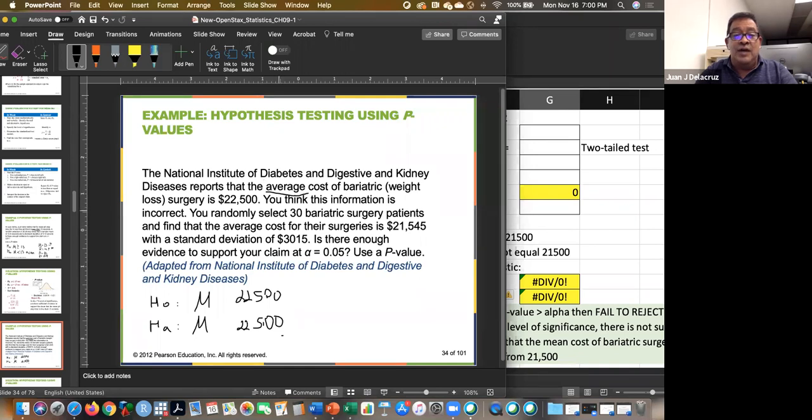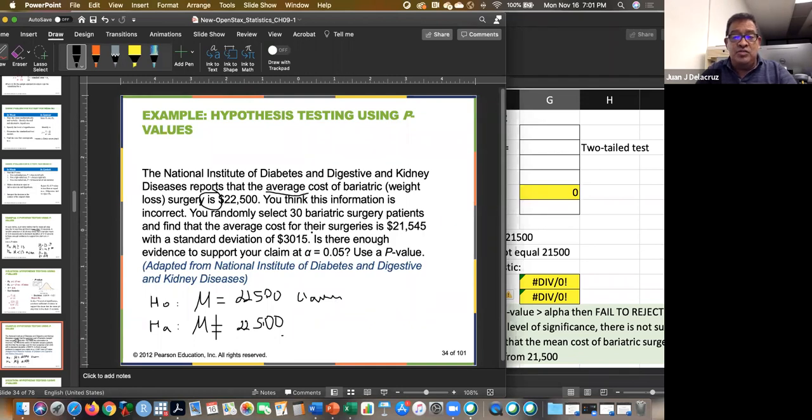And here is the word "is." So this is the most important thing. That is suggesting that it is equal or not equal. So that is gonna be the claim, and that is gonna be the complement. Also, because this is a non-equal, we have a two-tailed test, right?